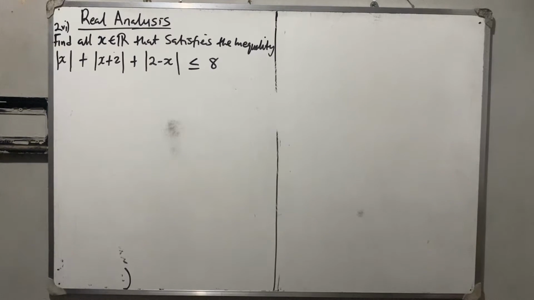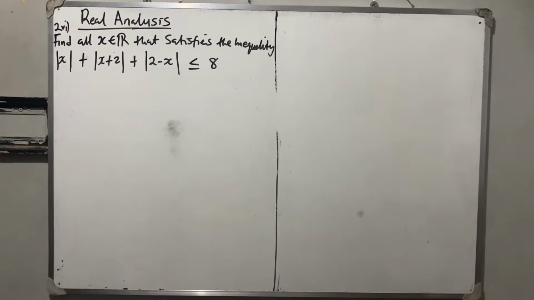And the question says that we should find all the values of x, which is an element of the real numbers, that satisfy the inequality: absolute value of x plus absolute value of x plus 2 plus absolute value of 2 minus x is less than or equal to 8. Okay. Now, in this one, we're going to partition it like normal.